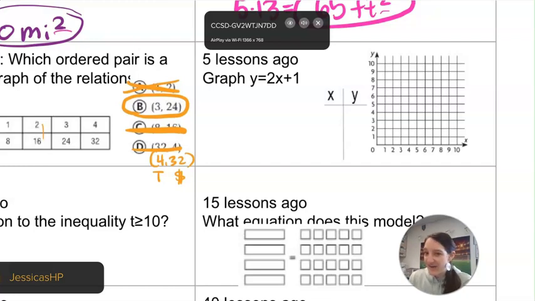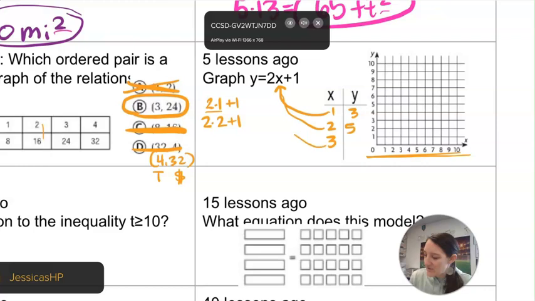Okay. All right, let's do some graphing. So when I graph and I create my XY chart, I always choose these numbers down here, and I usually go with 1, 2, and 3 because those are the easiest ones to do. Okay, so let's plug in 1 for X. 2 times 1 plus 1 would be 2 plus 1 would be 3. Plug in the 2. So now instead of 2 times 1, it'd be 2 times 2 plus 1, which would be 5. Plug in a 3. 2 times 3 would be 6 plus 1 would be 7.